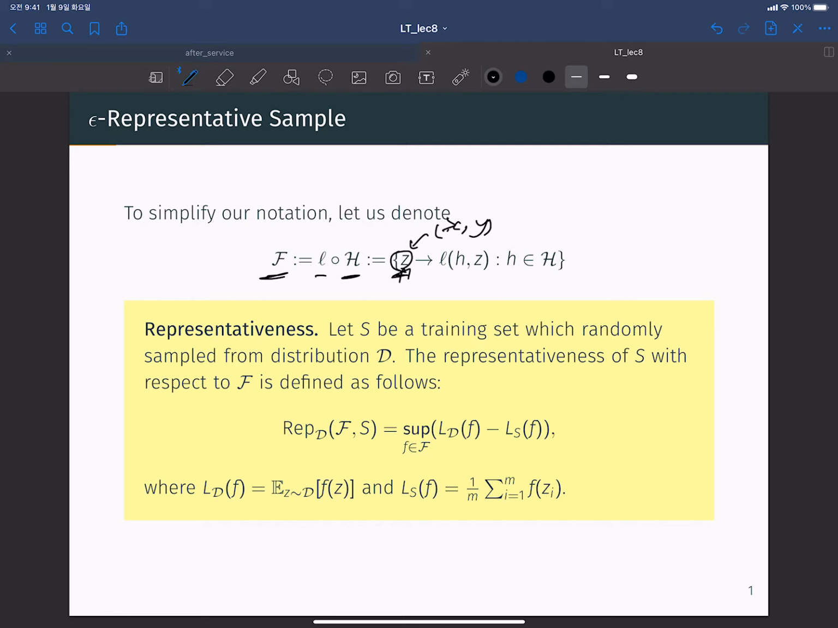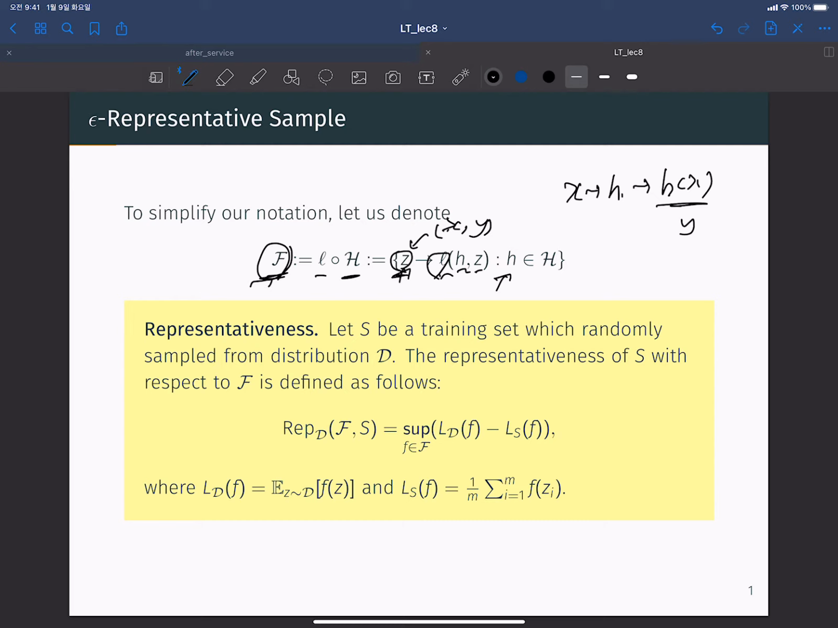The data point goes to our hypothesis. So x goes to our hypothesis, and the hypothesis makes some prediction. And the loss function measures the difference between the hypothesis prediction and the true label y. So the loss function is usually a function of the hypothesis and the training data point. So for each hypothesis, we can define a function with respect to the data point. That is the F function class.